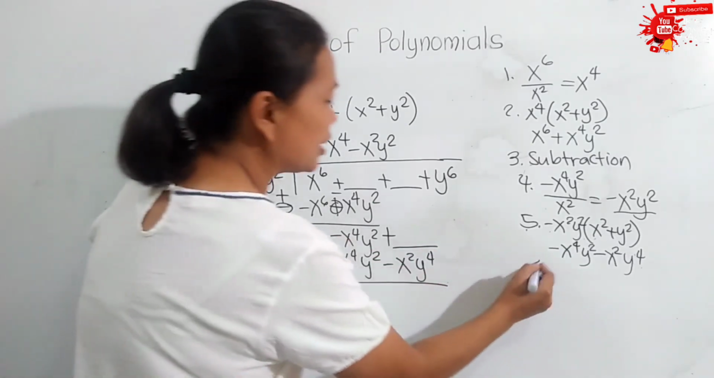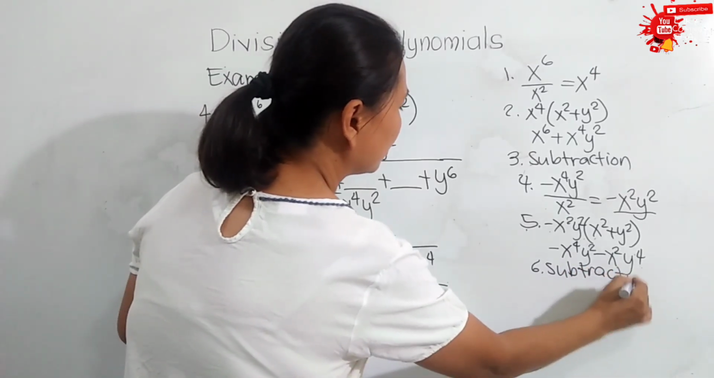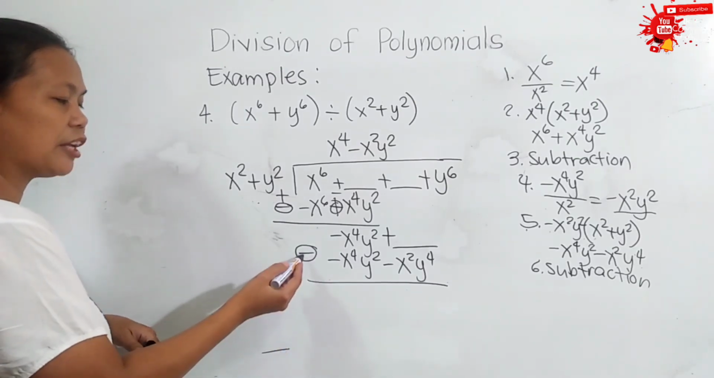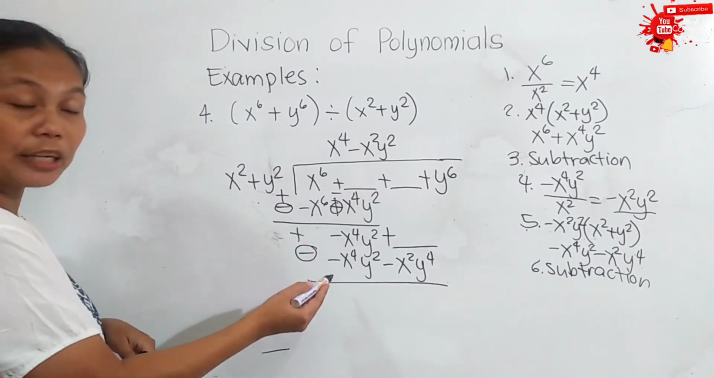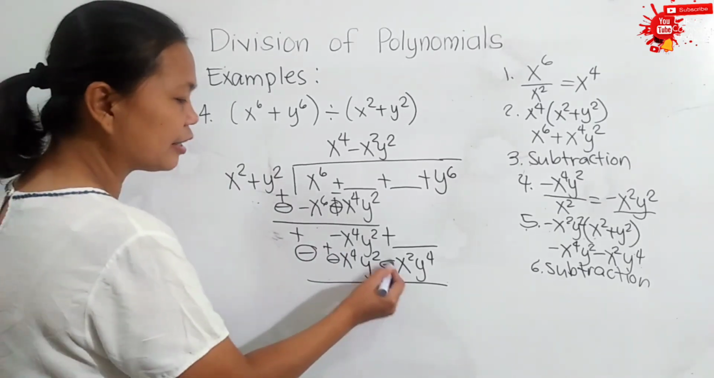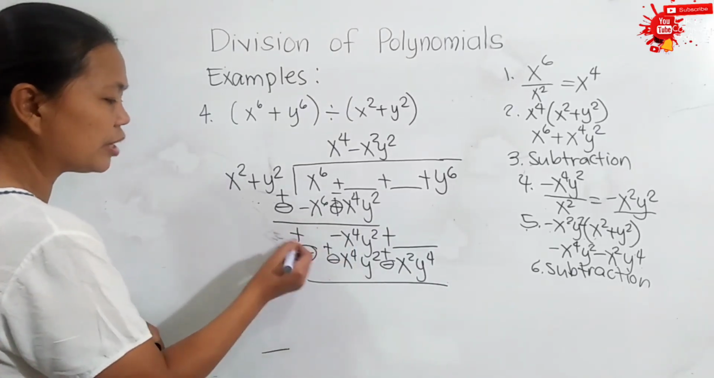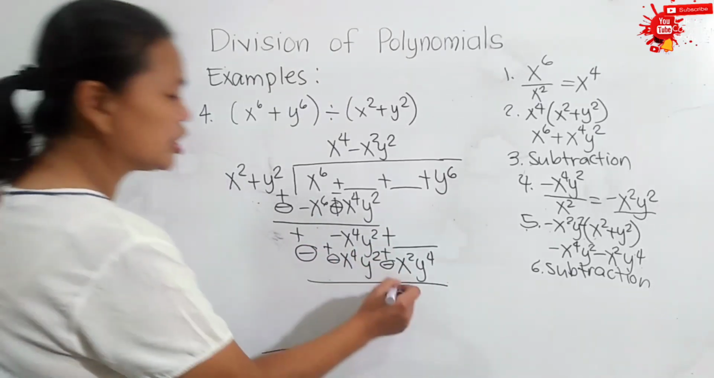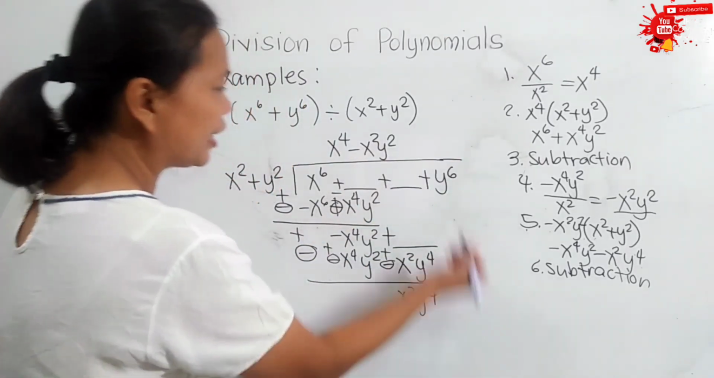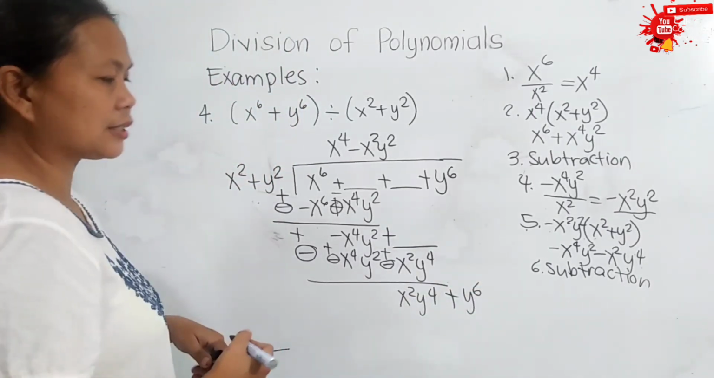Then the next step is subtraction. Okay? So again, change the minus sign to plus sign. Negative x to the 4th y squared becomes positive. And then negative x squared y to the 4th becomes positive. So negative 1 plus positive 1 is 0. Then we just bring down positive x squared y to the 4th. Then bring down the next term, so we have positive y raised to 6.